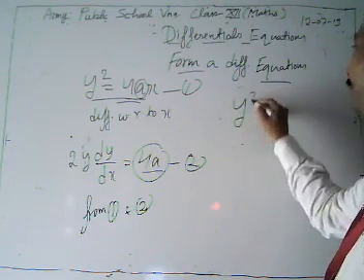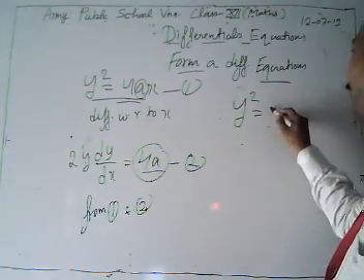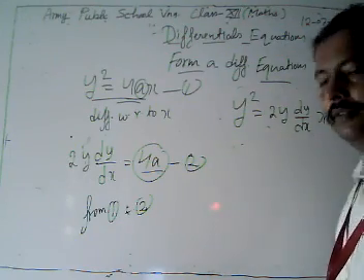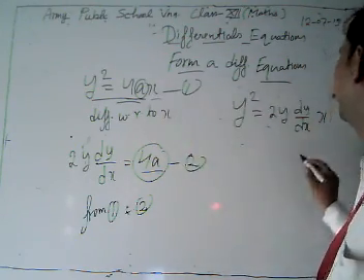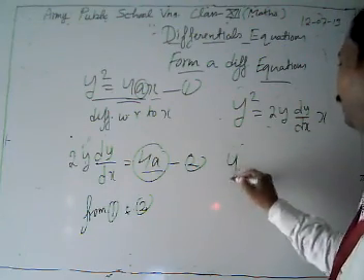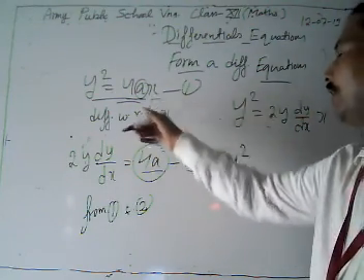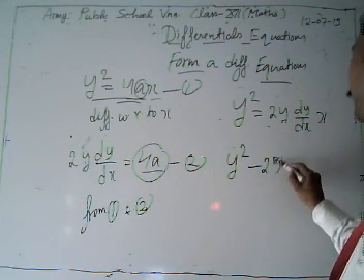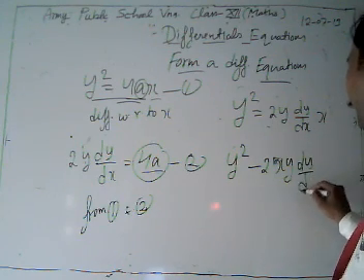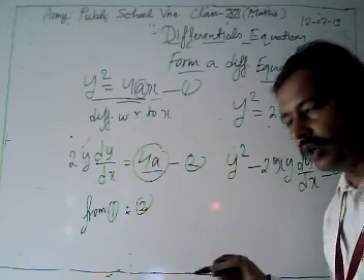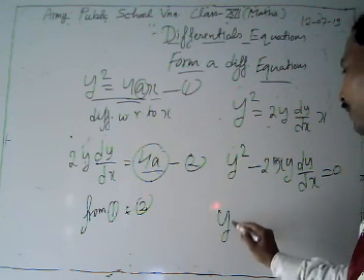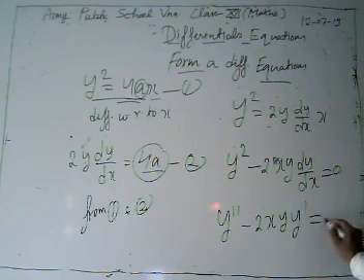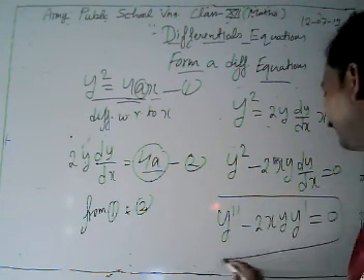Now y square is equal to 4a x. What is the value of 4a? It is 2y dy/dx, and this is our x. Now the differential equation of the curve y square equal to 4ax is given by y square minus 2xy dy/dx equal to 0. We can also write this in the form y square minus 2xy y dash equal to 0.